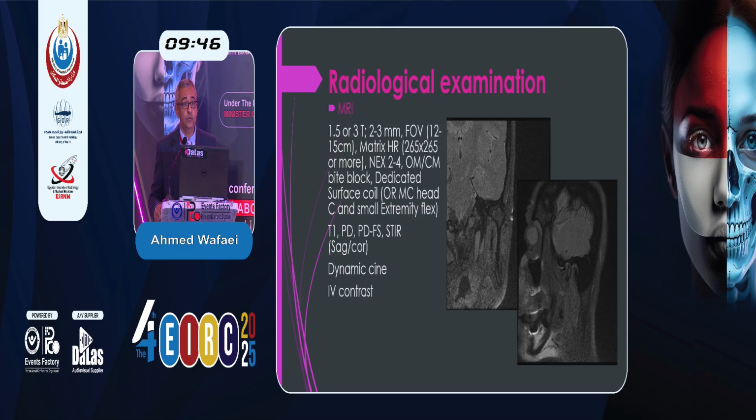And it's better to do the MRI examination using a dedicated surface coil. This is the best. But also we can do it using a multi-channel head coil or small extremity flex coil, but be sure that the coil is fixed and positioned typically and symmetrically between the right and left side.